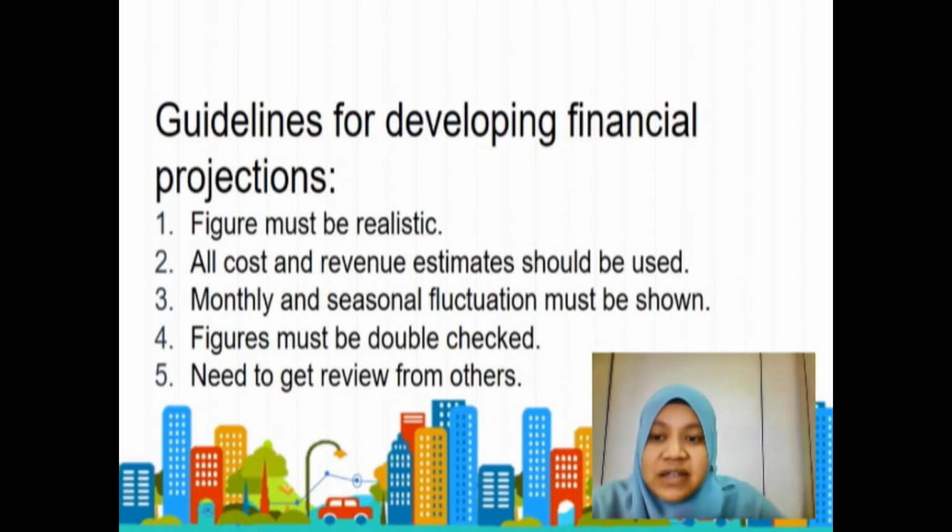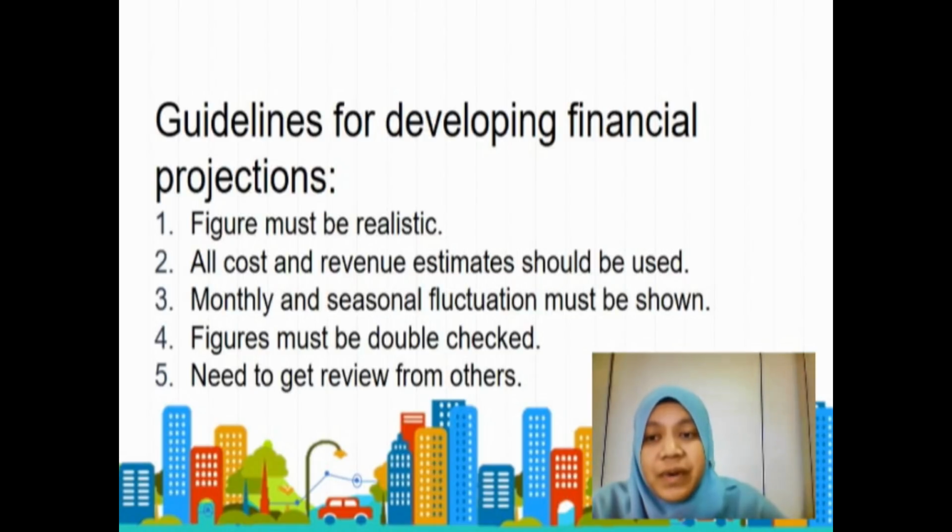And then monthly and seasonal fluctuation must be shown. Ni macam saya cakap tadi lah, start bulan Jun takkan ada GST. So kita kena tengok lah kalau seasonal fluctuation berlaku ke, kalau kos barang tu tinggi kan, kita kena letak lah. Kita tak boleh cakap kita ambil average cost, kita kena ambil the real cost. Figure must be double checked. When we are doing accounting ataupun matematik, kadang-kadang macam kita tekan calculator kan, bisa tinggal 10 and what not. So kita kena double check balik kita punya account.